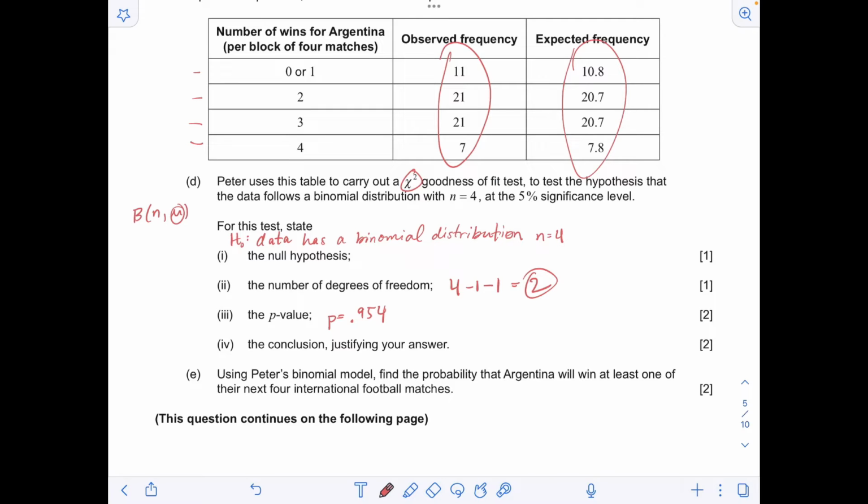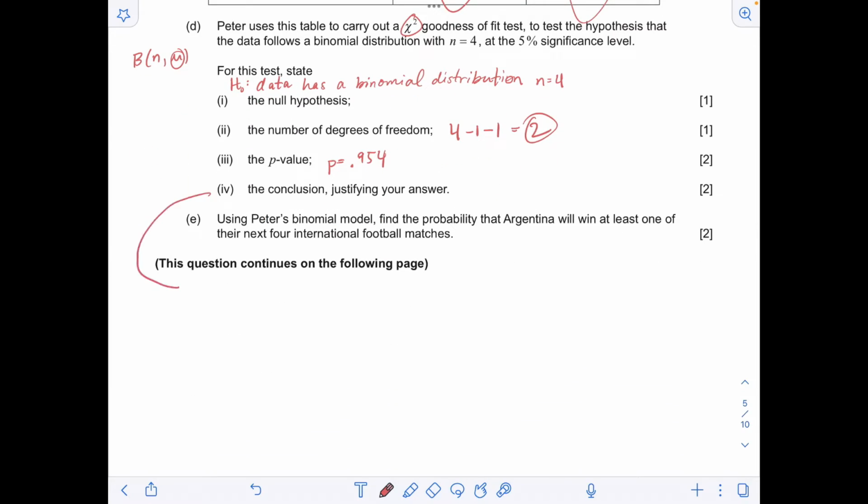And now we're asked to write the conclusion with justification. So I'm going to come down below this so that I can write it. You need to include your reasons. So we say, since 0.954 is greater than the significance level of 0.05, there's insufficient evidence to reject H naught, to reject the null hypothesis.